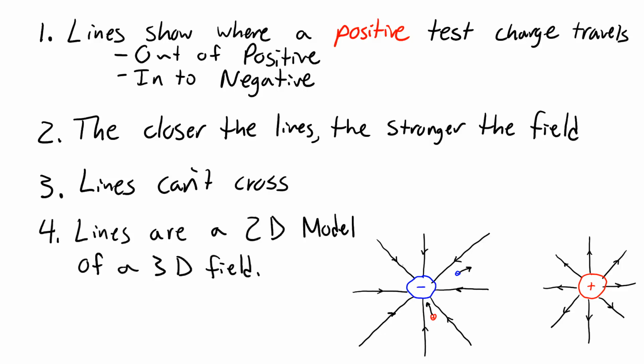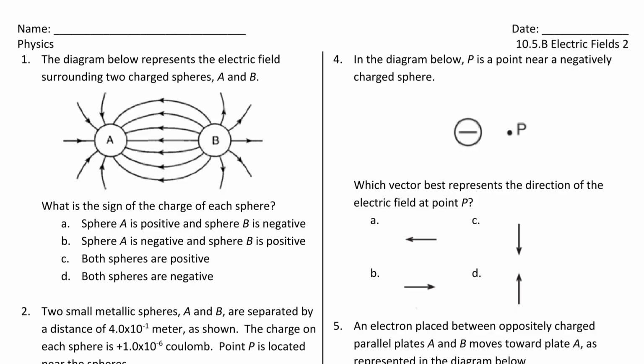All right, let's do some problems. Now that we're familiar with the rules and how these lines are drawn, we can do these multiple choice problems that are kind of like logic puzzles. It says the diagram below represents the electric field surrounding two charged spheres, A and B. Then it says, what is the sign of the charge of each sphere? So you have to look at the direction of the arrows. The direction of the arrows definitely tells you at least one thing, whether the charge is positive or negative.